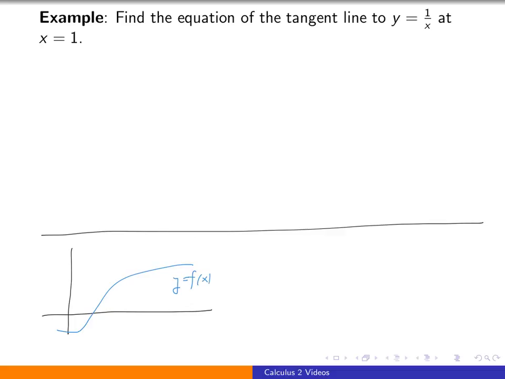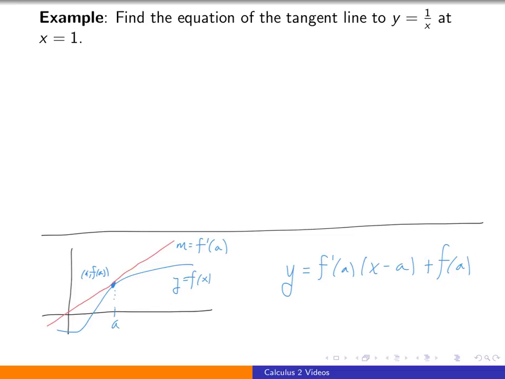and at a value x equals a, if we would like to draw the tangent line there, that would be the line which intersects the curve at that point a comma f of a, and the slope of the tangent line is the value of the derivative at that point. So thinking point slope form of a line, the tangent line at x equals a has slope f prime a, and it passes through that point a comma f of a. So f prime a, x minus a, plus f of a.